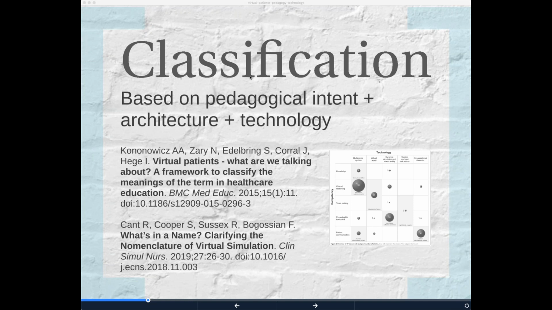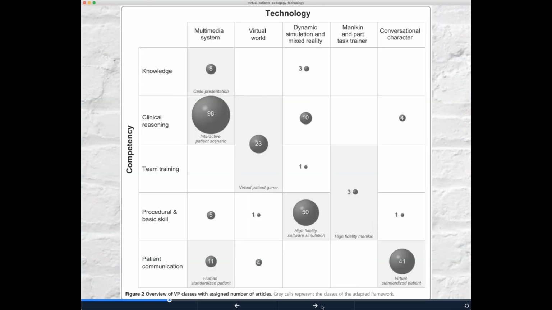Then if we go into the Kanonowicz paper, they do a deeper dive specifically into virtual patients. What they did is a literature review to look at information published about different types of virtual patients. And they put together this matrix where on one axis they looked at the technology that's supporting the platform. And on the other axis, they looked at the competency domain that it was meant to address and mapped out where these papers fell.